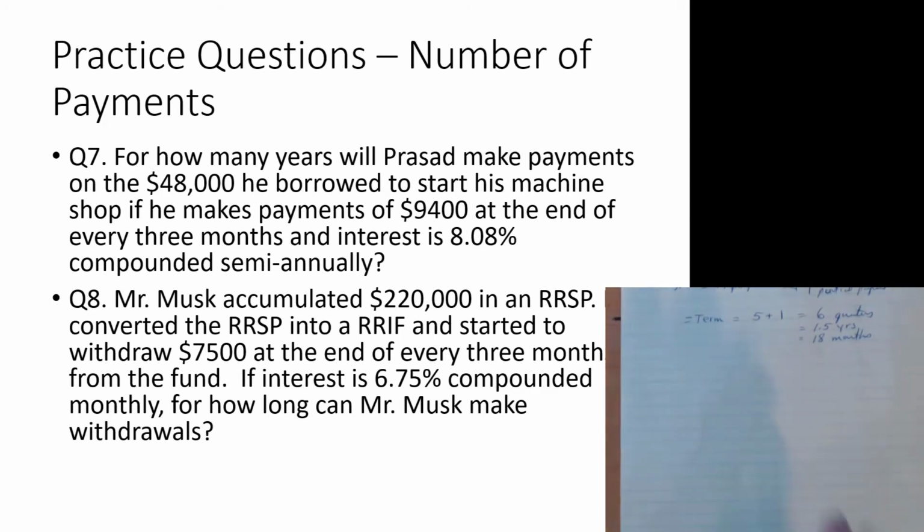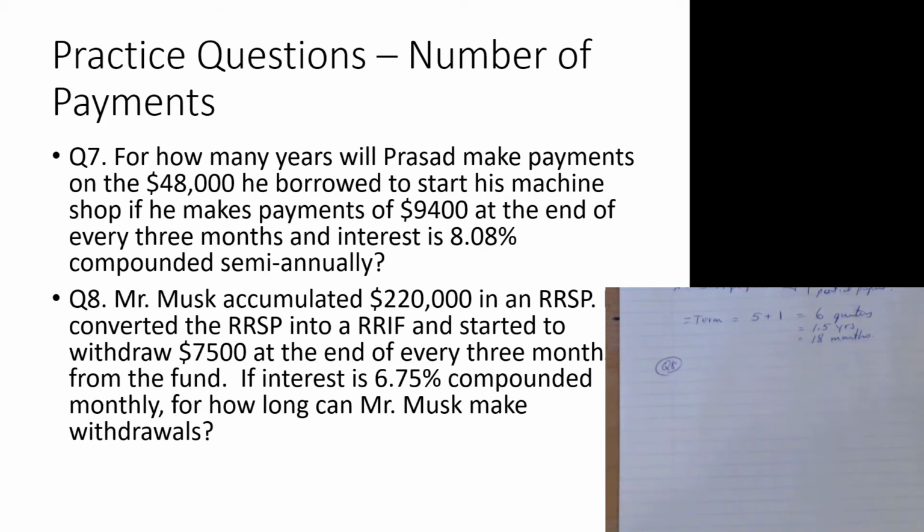Okay, let's do another, question 8 here. Mr. Musk accumulated $220,000 in an RSP, converted the RSP into a registered retirement income fund, which is a common thing that people do. They have a lump sum in an RSP, then they convert it into a kind of annuity, the RRIF, typically offered by insurance companies. So there's an insurance component in there should you die and stuff like that.